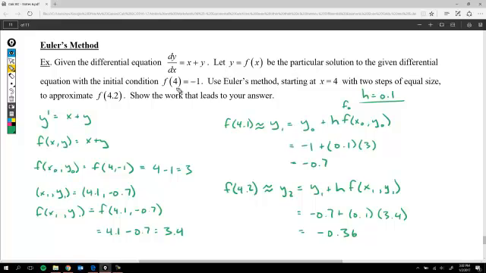Again, I couldn't actually solve this. I couldn't even get a general equation, nor a specific answer using my initial condition, but I could get an estimate near my initial condition. And that's what Euler's method does.